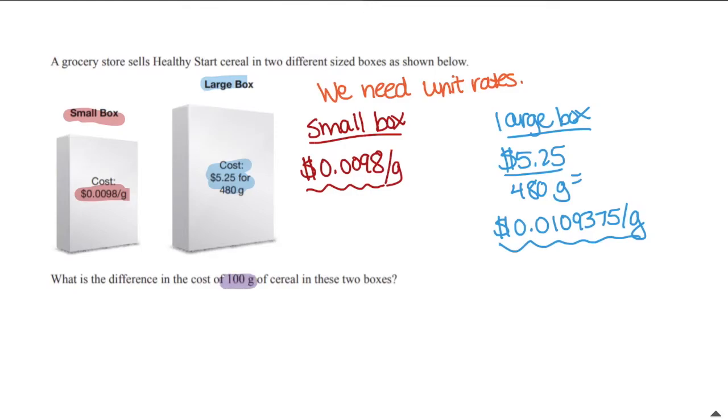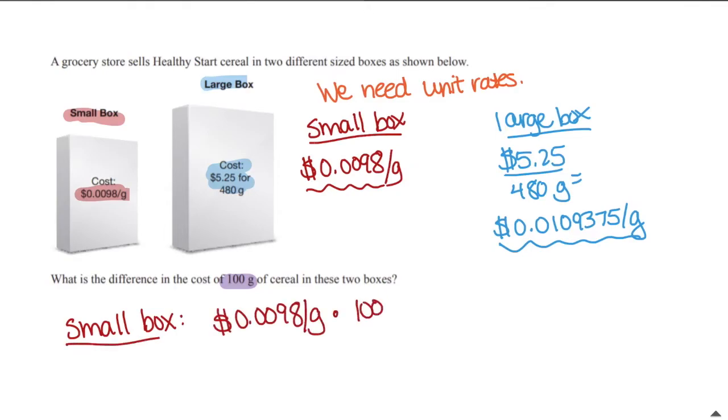But I want to know what the difference is in the cost of 100 grams of cereal for these 2 boxes. So for the small box, to figure out how much I'm charged for 100 grams, I would take the unit price and multiply that by 100 grams. And when I multiply 0.0098 by 100, I end up getting 0.98. So I know it's 98 cents for 100 grams.